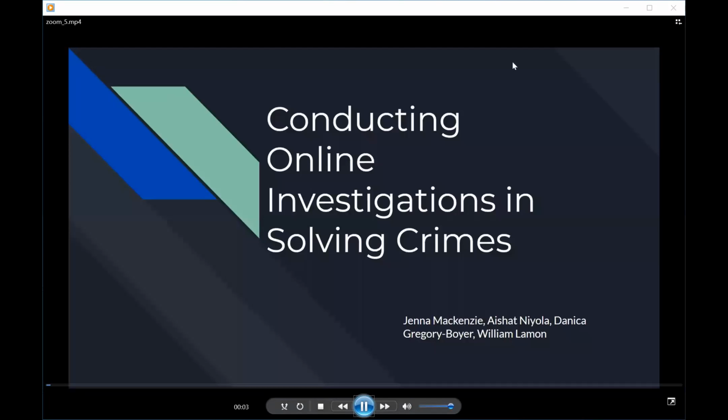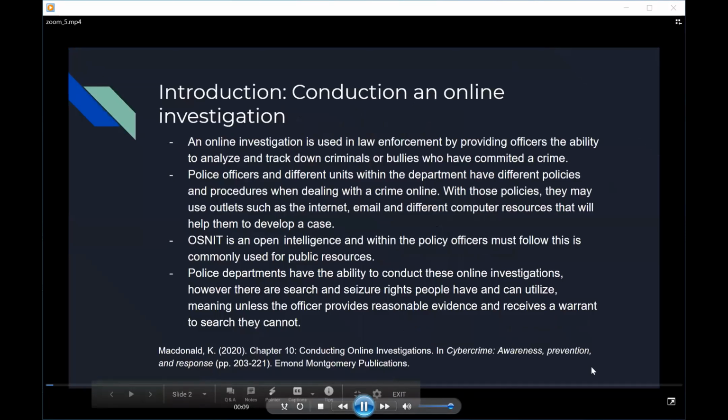Conducting Online Investigations and Solving Crimes by Jenna, Ashot, Danica, and William. What is an online investigation? An online investigation is used in law enforcement by providing officers the ability to analyze and track down criminals or bullies who have committed a crime.